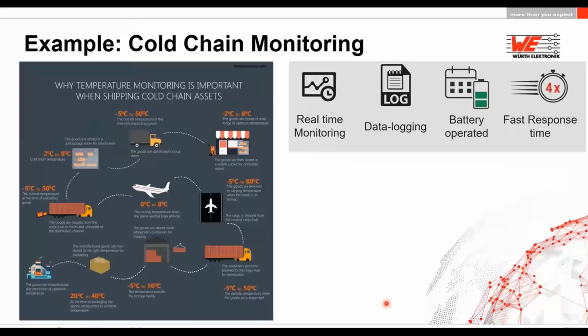Most of the time in the supply chain, the food is traveling in trucks or in airplanes, and it should also have a fast response time, so that it can react very quickly to temperature changes and alert a user, for example, that please pay attention, the temperature is not correct.